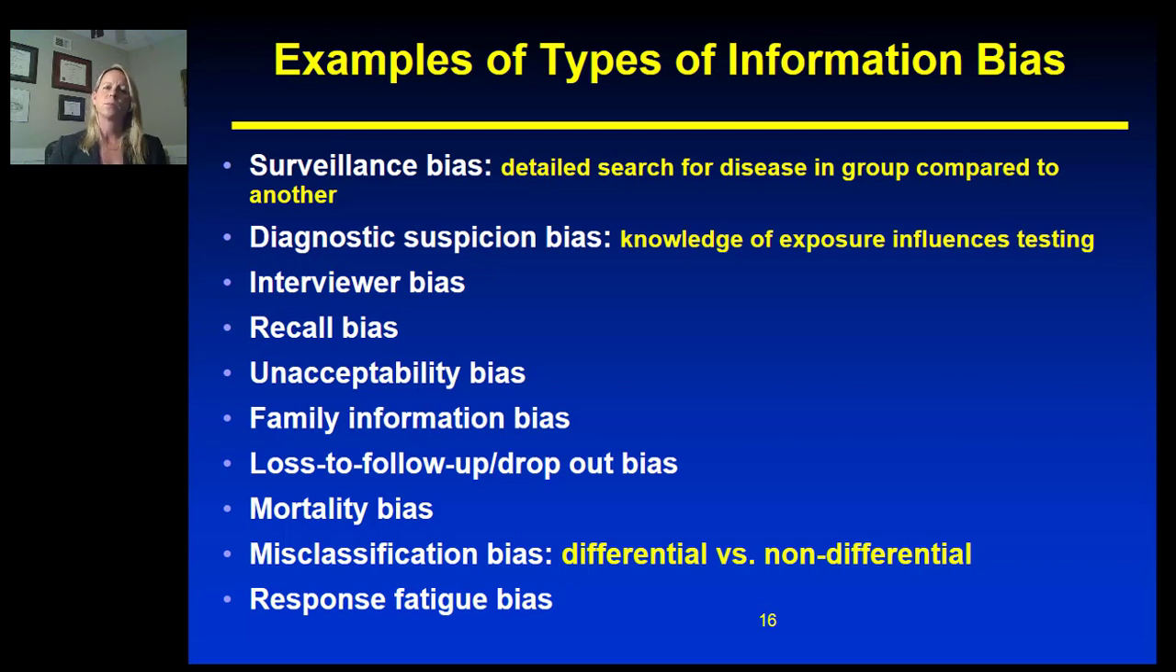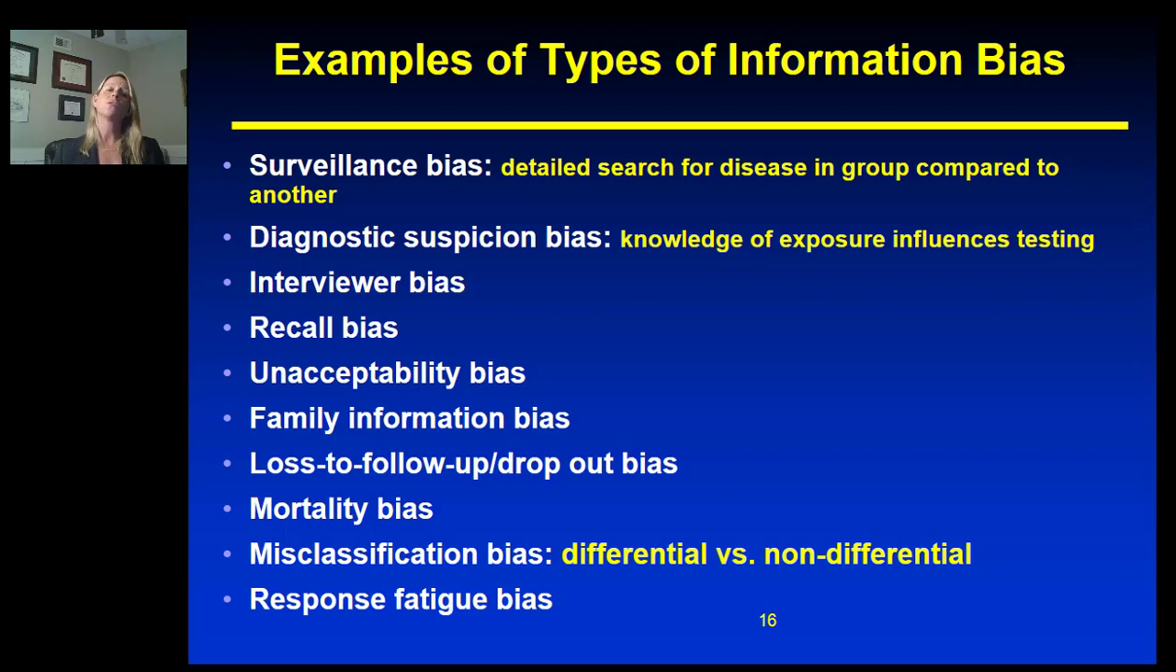The first one I want to talk about is surveillance bias. This is a bias that leads to a difference in the way the disease is being searched or assessed for in one group compared to another. And this could be driven by some knowledge of some other factor, perhaps the exposure, that can again lead to the researchers looking more closely for the disease in one group than the other group. And that, of course, leads to a biased estimate. So along those same lines is what's called diagnostic suspicion bias, and this is when the knowledge of the exposure influences the testing. So the surveillance and the diagnostic are very similar types of biases.